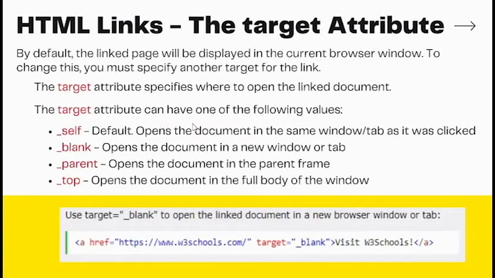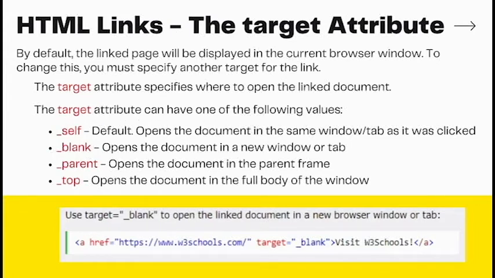Okay, HTML links, the target attribute. So, what is the target attribute? By default, the link page will be displayed in the current browser window. To change this, you must specify another target for the link. The target attribute specifies where to open the link document. The target attribute can have one of the following values.